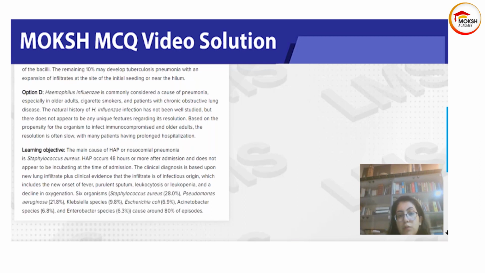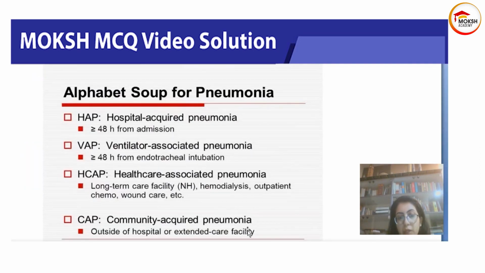Pseudomonas is the most common cause of ventilator associated pneumonia. The most common cause of community acquired pneumonia is Strep pneumoniae. So you have to remember this. Hospital acquired pneumonia, most common cause Staph aureus. Ventilator associated pneumonia, most common cause Pseudomonas. Community acquired pneumonia, most common cause Strep pneumoniae.